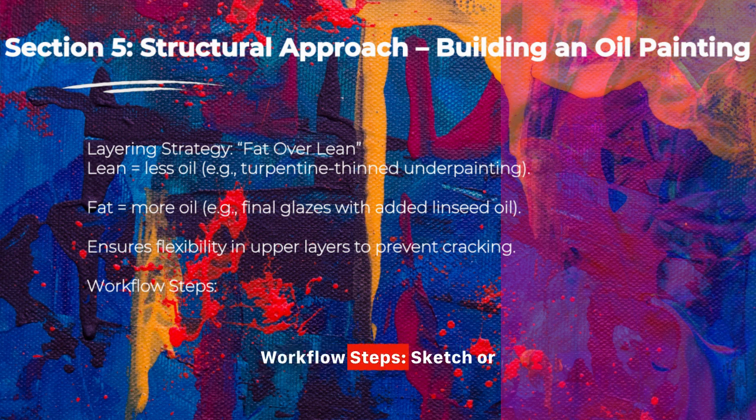Workflow steps. Sketch or transfer drawing using charcoal or thinned paint. Underpainting, monochrome or color block-in. Mid-layers, refining shapes, colors, values. Details, accents, edges, textures. Glazing, optional, for luminous color shifts. Varnishing, after complete drying, 4 to 6 months, to protect the surface.